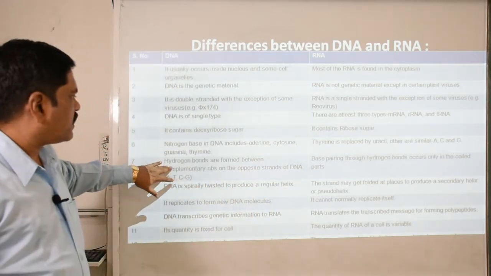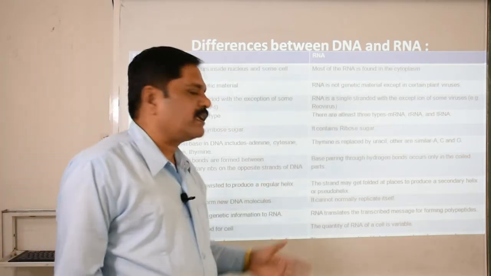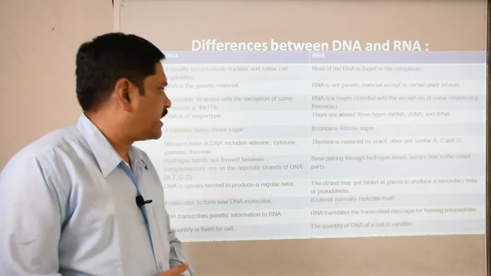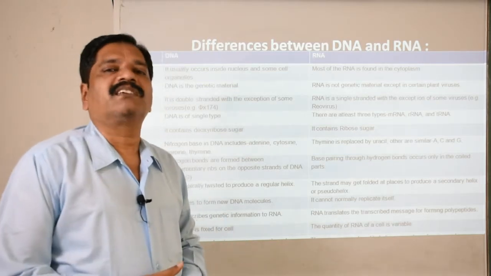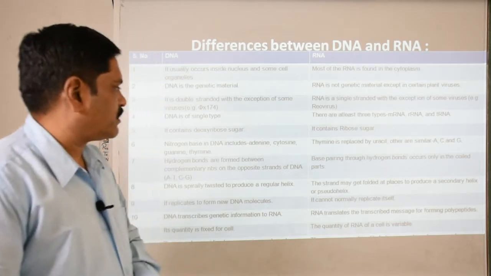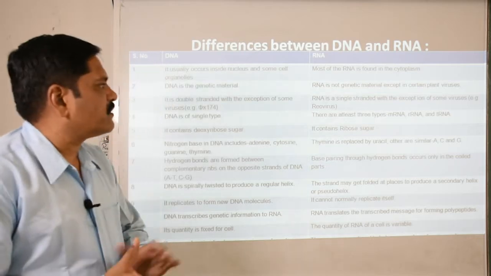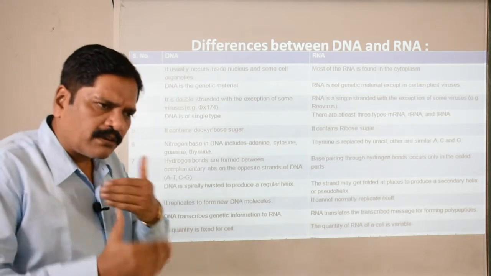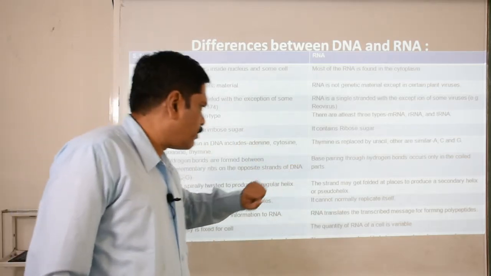Hydrogen bonds are formed between the complementary nitrogenous bases, like A and T, and G and C. You know that A and T have a double hydrogen bond and G and C have a triple hydrogen bond. While in RNA, base pairing through hydrogen bonds is not generally observed, but somewhere where it is in the coiled form, this bonding is there.